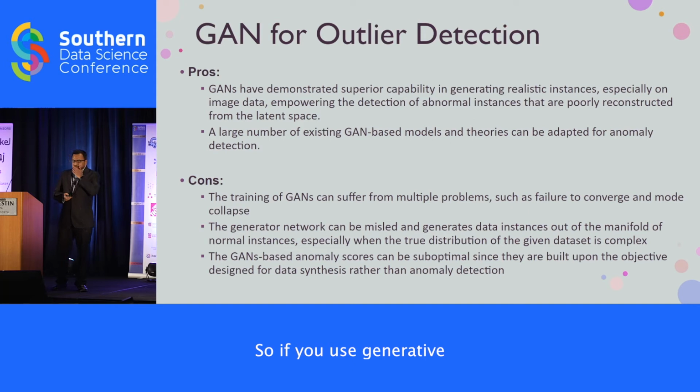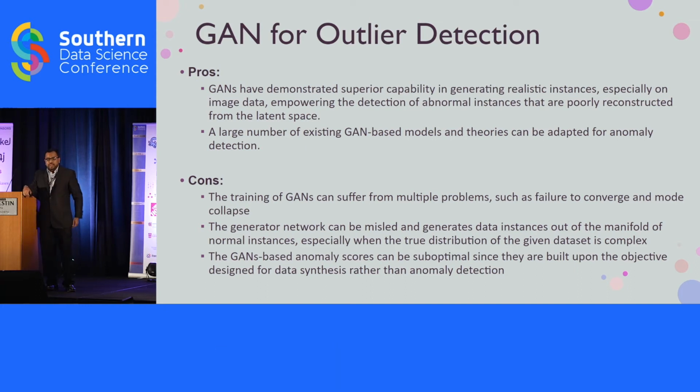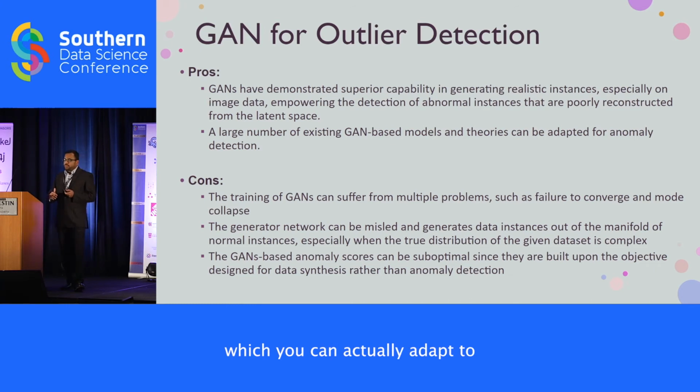If you use generative adversarial networks for outlier detection, GANs have a very good capability of generating data. Image data, they have actually shown themselves to be working great. Detection of abnormal instances is very intuitive. There are a large number of GAN-based research works which you can adapt and apply to your work on anomaly detection, and you can directly do some sort of anomaly detection. So that's a big advantage.